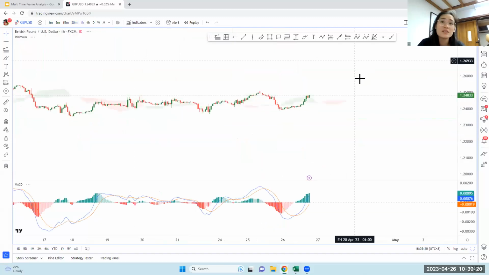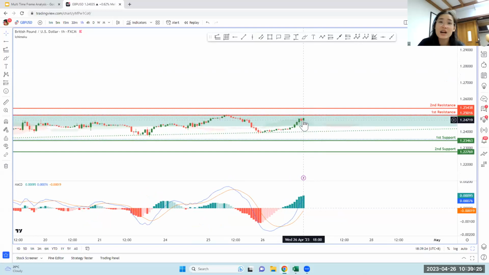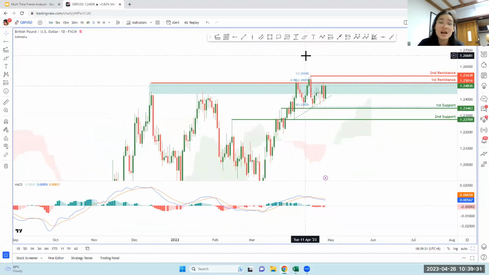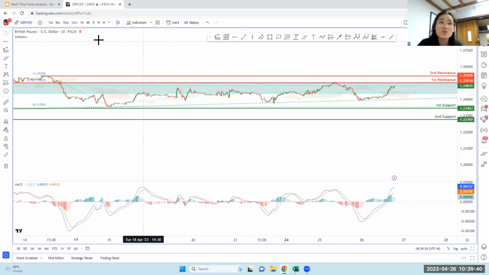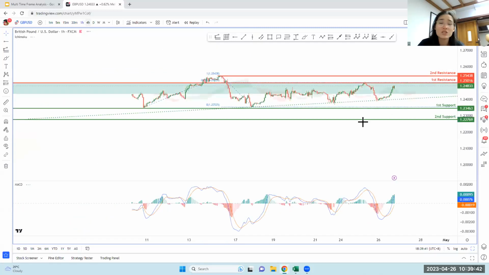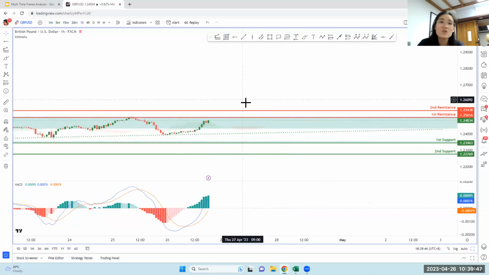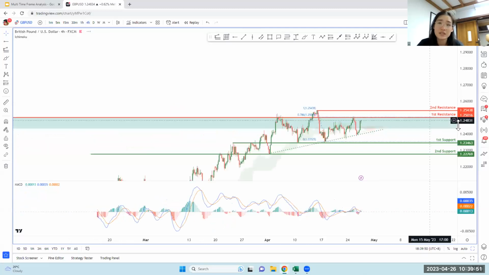But if we zoom in, we can see that it's only just breaking out of the Ichimoku cloud. So since we know, because we've analyzed the previous higher time frames, that price is moving above the Ichimoku cloud, giving us a bullish bias on the higher time frames. So even though on our shorter time frames, price is only just breaking out of our Ichimoku cloud, we know that this is a bullish signal.